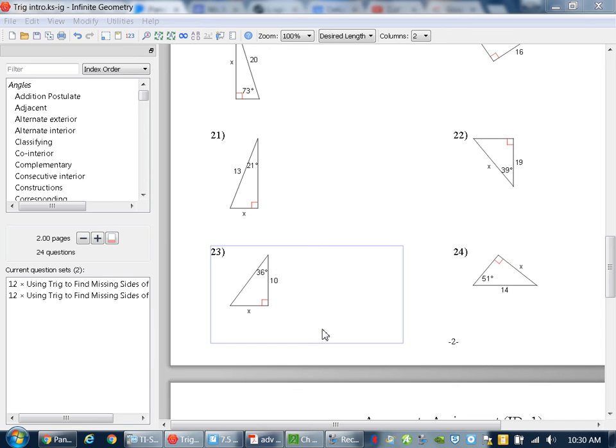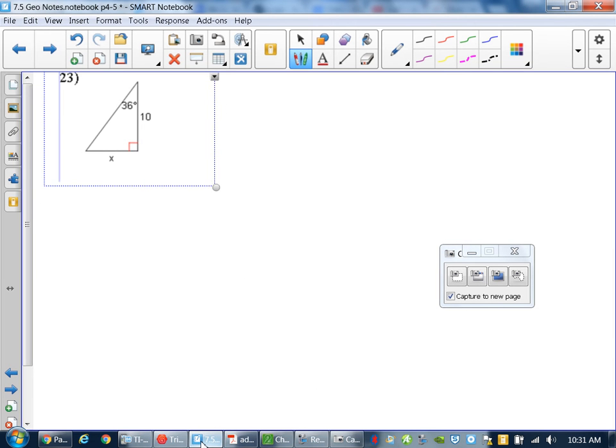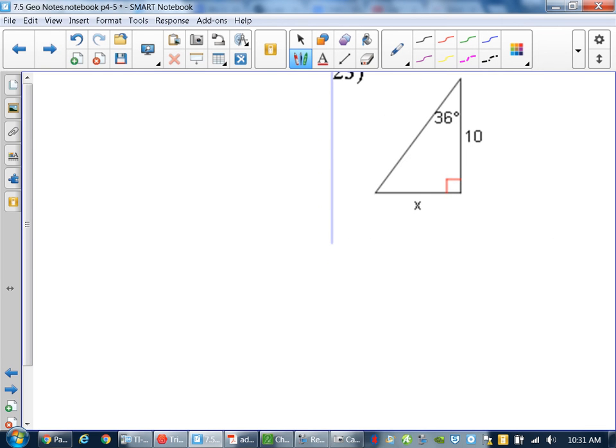On 23, you guys told me that you used tangent, correct? You have an opposite and an adjacent. So you used tangent, which meant you wrote out the tangent of 36 is something over 10. Are we okay with that?